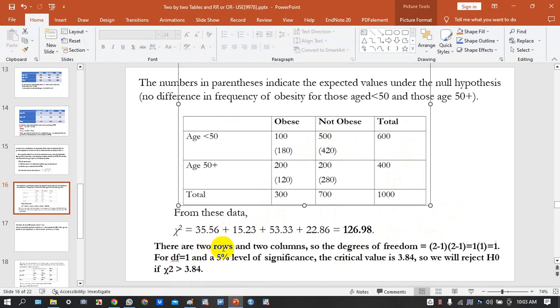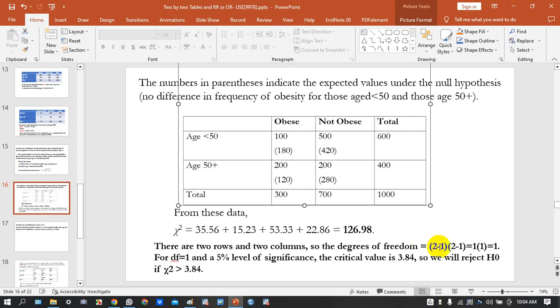Meaning that there are 2 rows and 2 columns. We have 2 rows here, 1, 2, and the obesity column, 2 columns. So we have to calculate the degrees of freedom. So the degrees of freedom is what? Anytime you hear degree of freedom, if they give you the degree of freedom to be 5, you subtract 1. If 10, you subtract 1 from it. If 20, you subtract 1, giving you 19. If 100, you subtract 1, giving you 99.